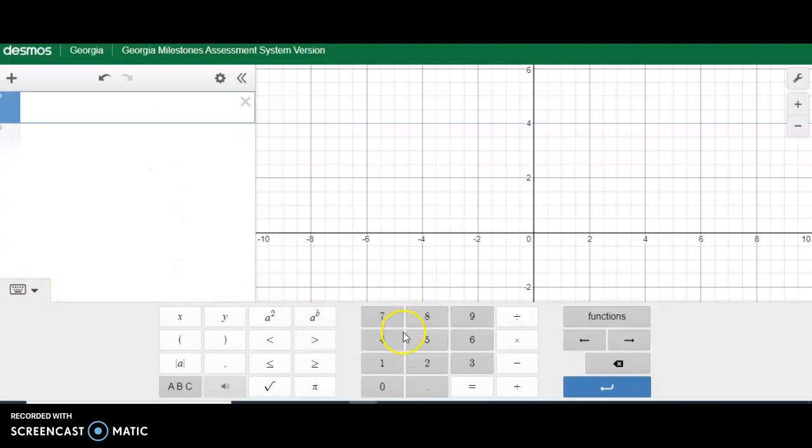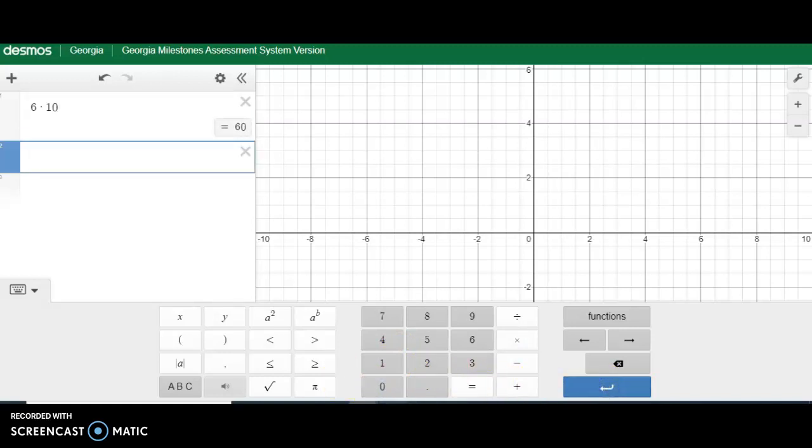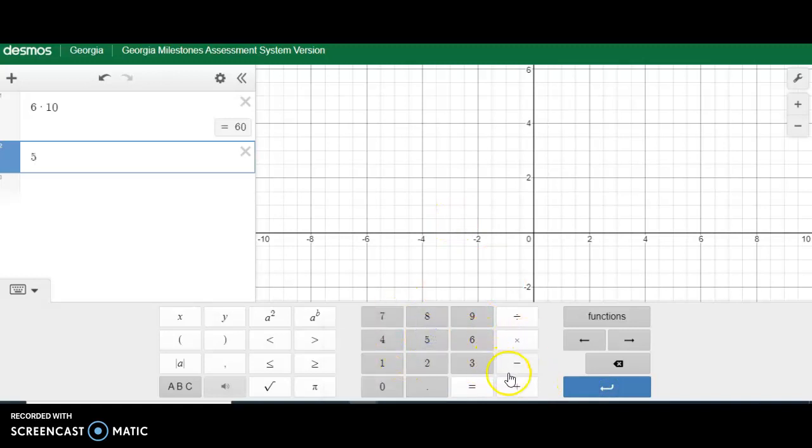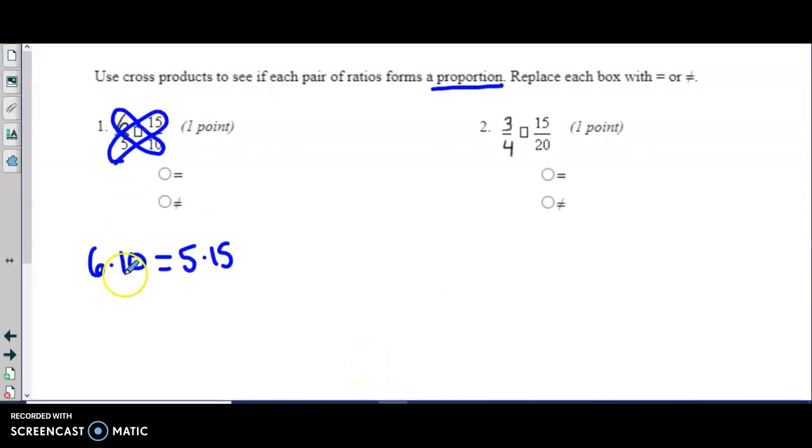Most of us know 6 times 10, but it's okay if you want to type in your calculator just to double check. 6 times 10 is 60. And then the other one was 5 times 15. So we get 60 and 75. 60 does not equal 75, so these are not a proportion. Let's look at the next one.